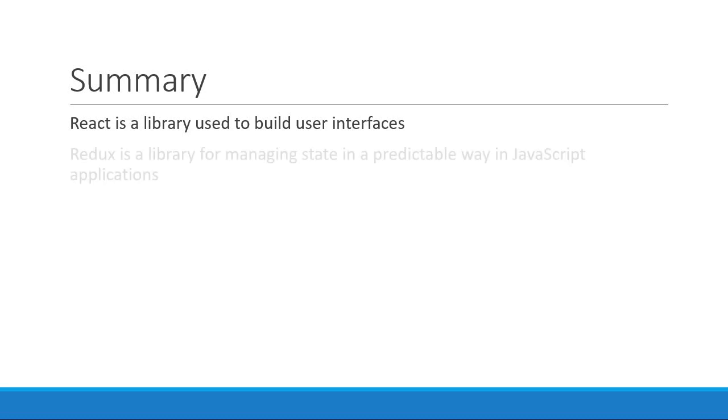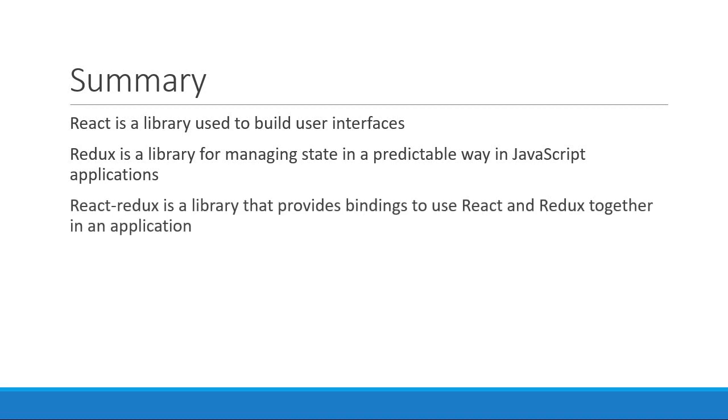Okay, let me quickly summarize the points we have learned so far. React is a library used to build user interfaces. Redux is a library for managing state in a predictable way in JavaScript applications. React-Redux is a library that provides bindings to use React and Redux together in an application.